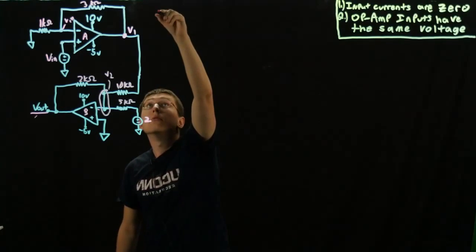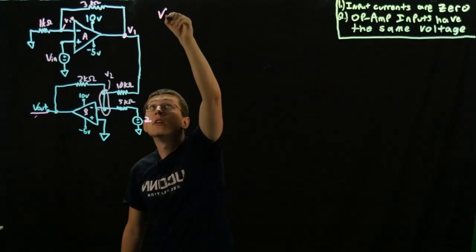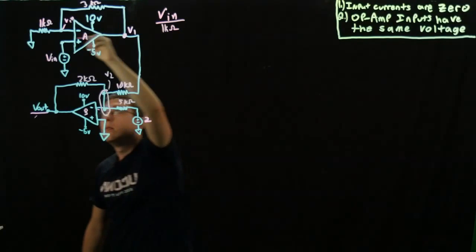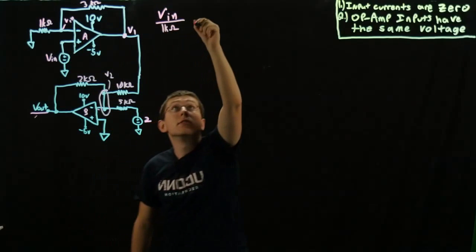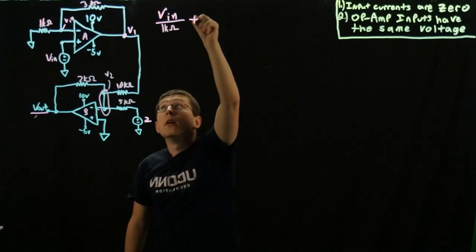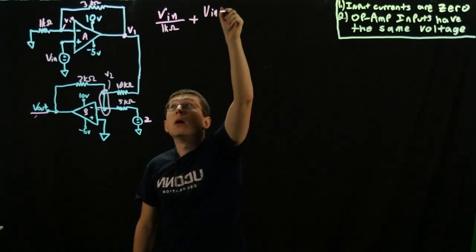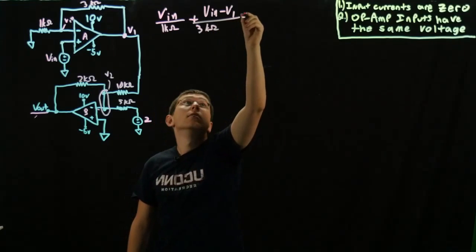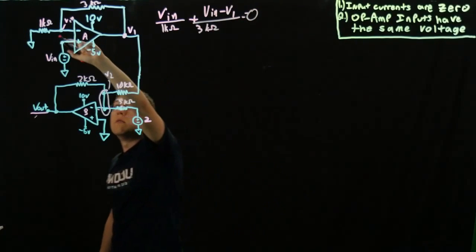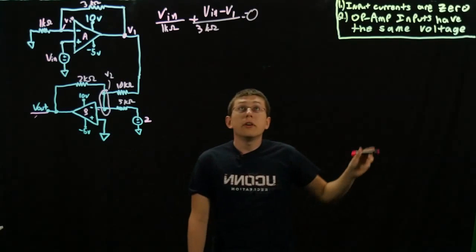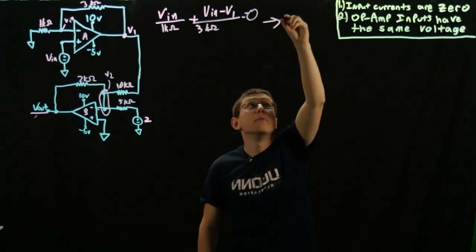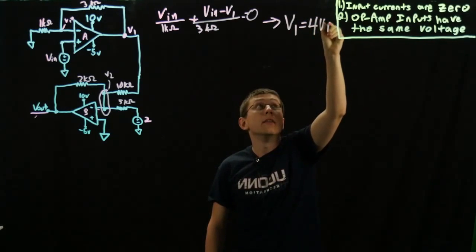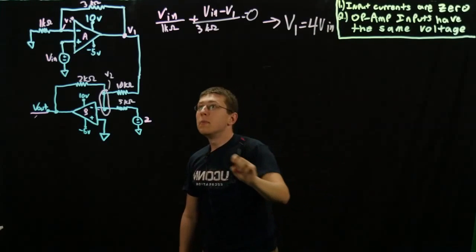So we're going to start writing our KCL equations. Vn over 1k ohm, because here this is ground, so it would be Vn minus 0, plus Vn minus V1 over 3k ohms, is all equal to 0. That's because of this branch here. Now you do your algebra, you have a fun time doing that, and you find that V1 equals 4Vn. Well, that's all fine and dandy.